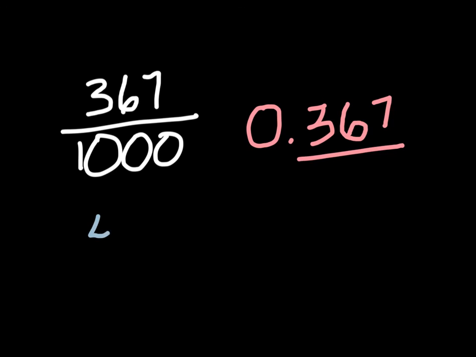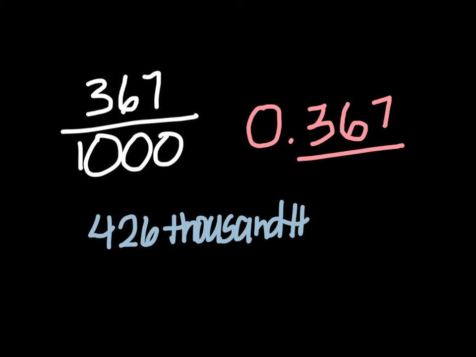Let's do one more. We've got 426 thousandths. How would that look as a decimal? Hopefully you said 0.426.